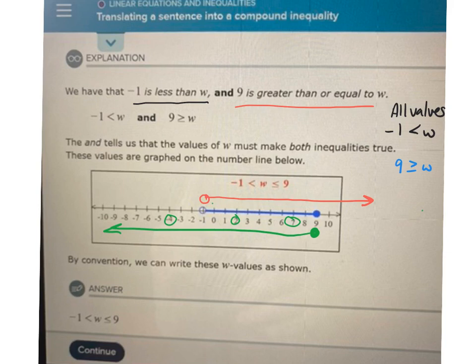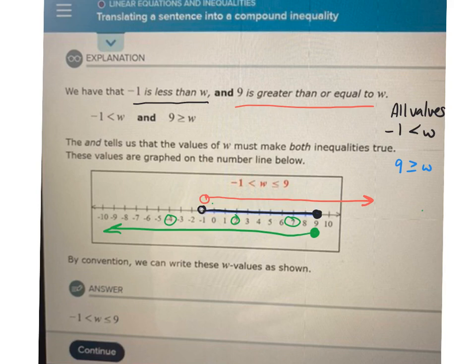So this first red one is for where -1 is smaller than all those numbers, and the second one is when 9 is bigger than all those numbers. So now we look at where these two overlap. Well, they overlap what you see here on the screen. It overlaps from -1 to 9. Now there's some overhang, but we really only care about the overlap.